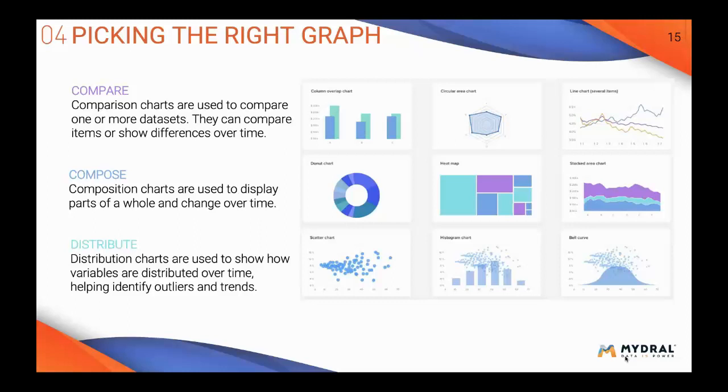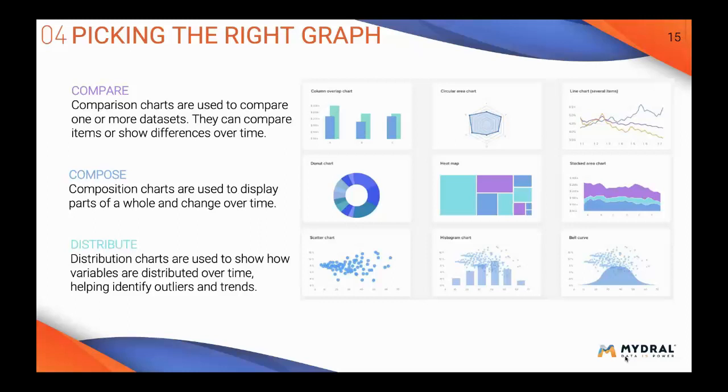And finally, the last family is distribution. So distribution charts will help you illustrate outliers, trends, or the range of information within your values. So this is the next question that you're going to have to ask yourself when building your visualization. Do I want to show a comparison, a composition, or a distribution?